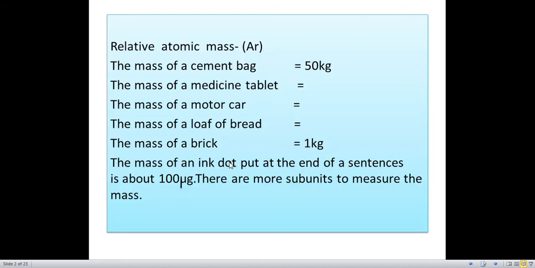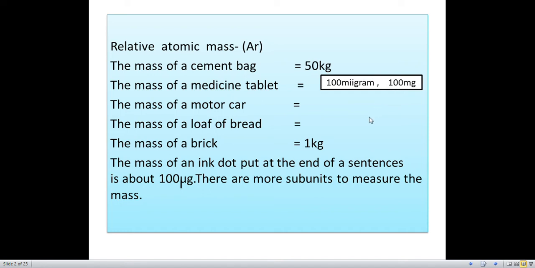Now we are going to measure the mass of some things. Relative atomic mass is our topic. The mass of a cement bag, as you all know, is 50 kilograms. Here we use the unit kilogram. How do you measure the mass of a medicine tablet? It's nearly 100 milligrams.